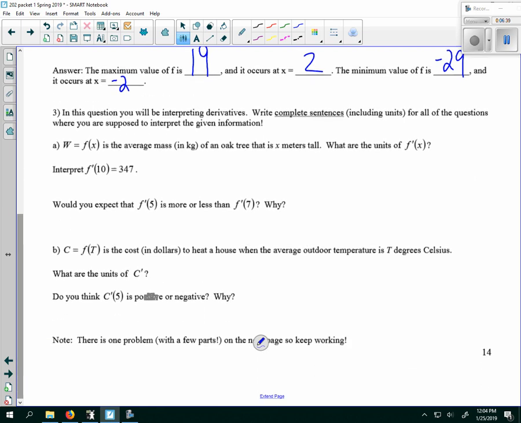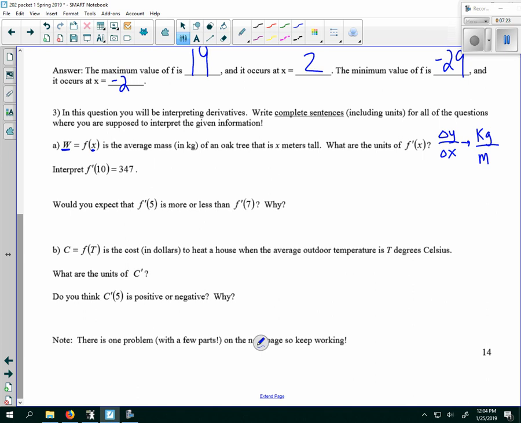Okay, now we're going to interpret some derivatives using complete sentences. W equals f of x is the average mass in kilograms of an oak tree that is x meters tall. So my input is the height of the tree in meters, and the output W is the mass in kilograms. So the units on f prime of x, because f prime, the derivative, is the slope of a tangent line, you would calculate or estimate it by doing change in y over change in x. So my units are going to be y units over x units. So my y units are kilograms, and my x units are meters.